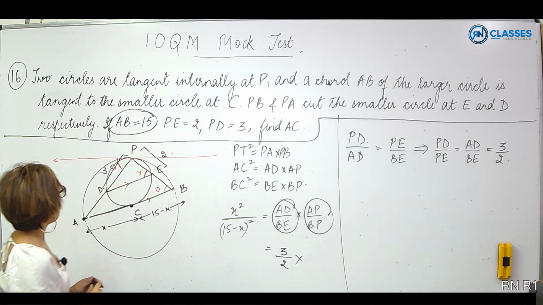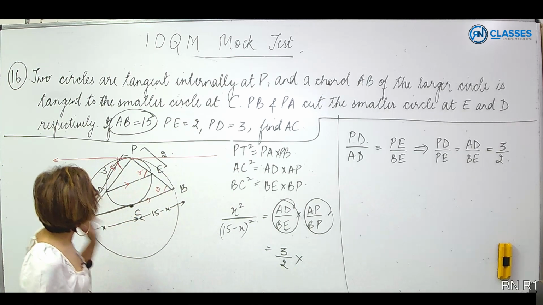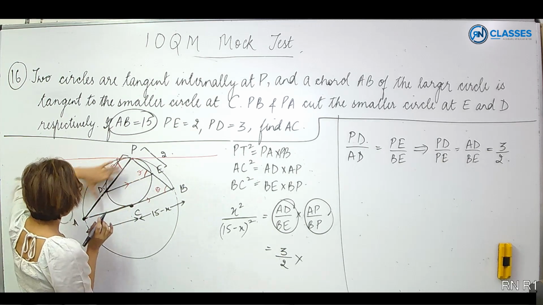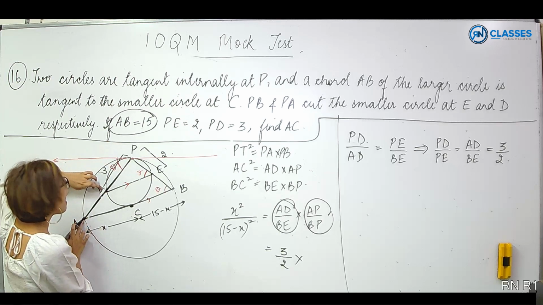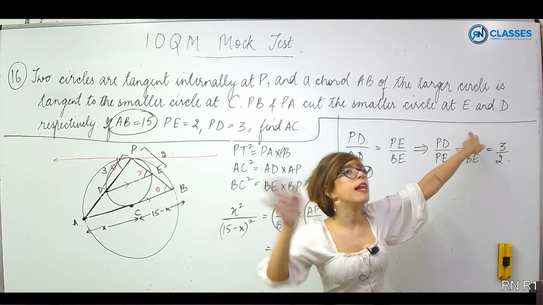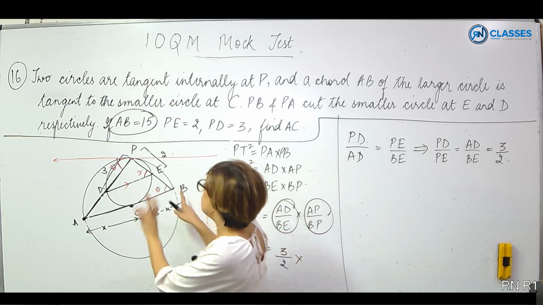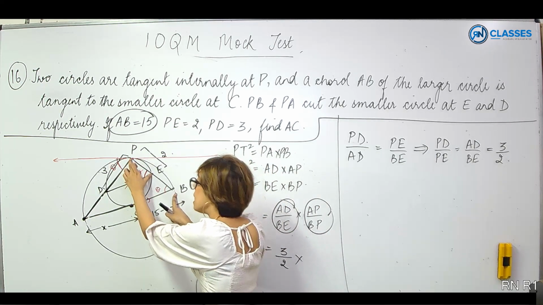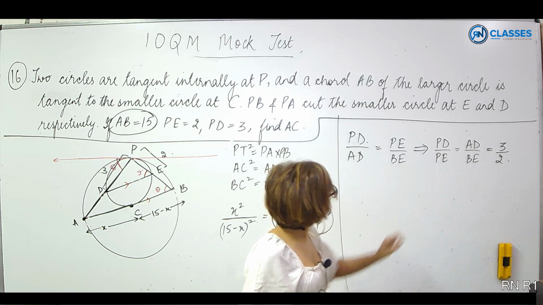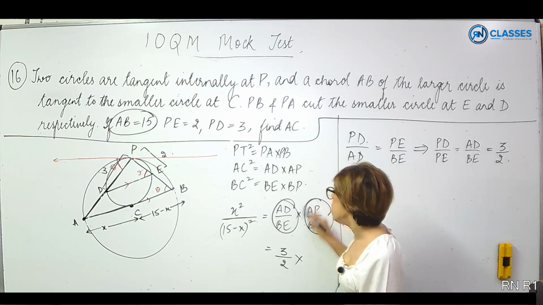Interesting. AP by BP. Mind it, how have I gotten AP? By adding this portion and this portion, PD and AD. If I add the two, I'll get the bigger portion. Also, I want BP. So, I need PE plus BE. If I add these two and add these two, I'll get the required ratio.